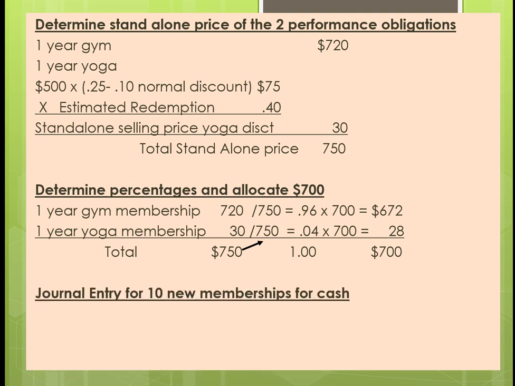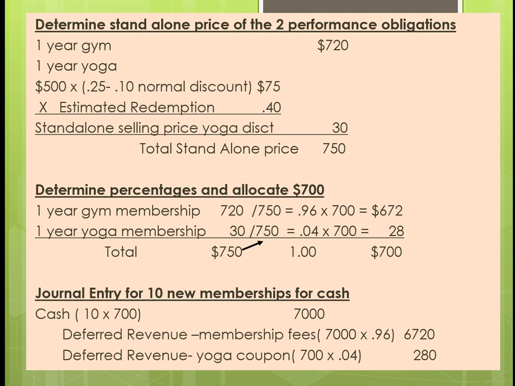So if we sold 10 memberships, it would be cash, $7,000, deferred revenue membership, deferred revenue yoga coupon. Now, just so you know, that deferred revenue membership fees would be allocated over the 12-month period.